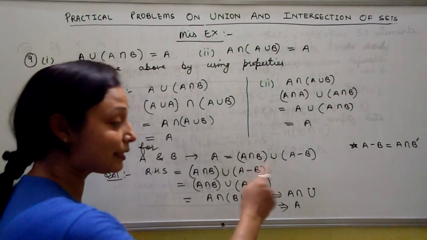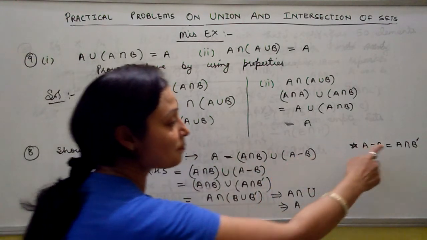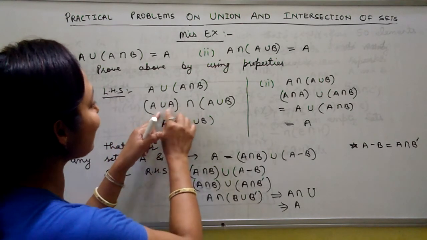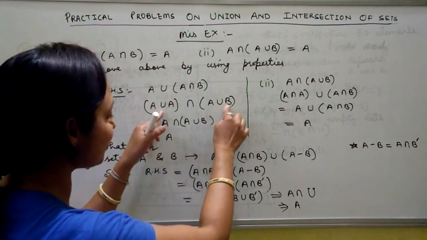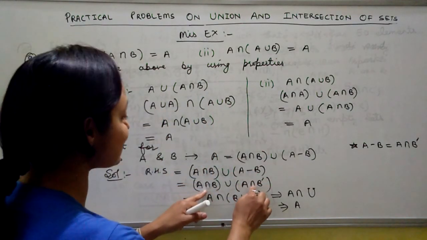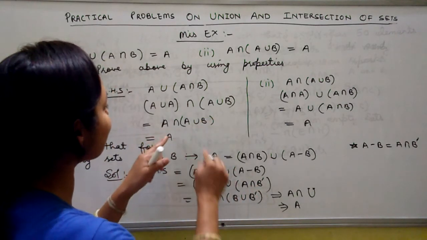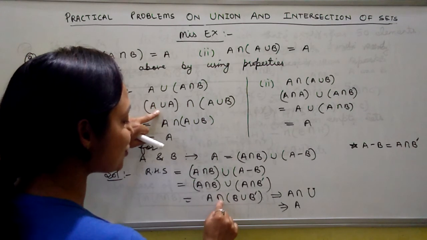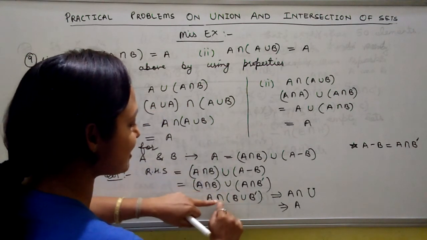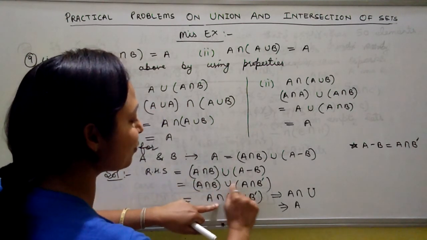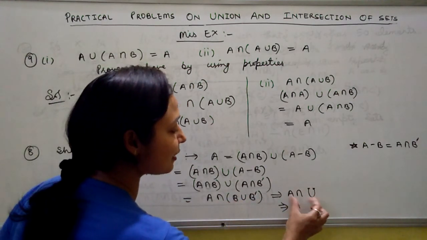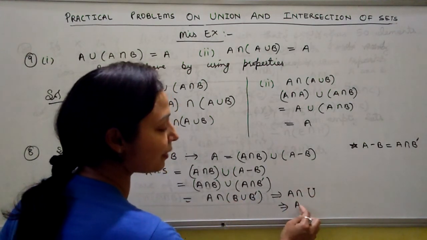I will again repeat this question. A minus B means A intersection B complement. When you open this, there is a union; here we have intersection. Both have intersection with A, so convert into union: B union B complement. B union B complement means universal, and in between these two there is the common element A.